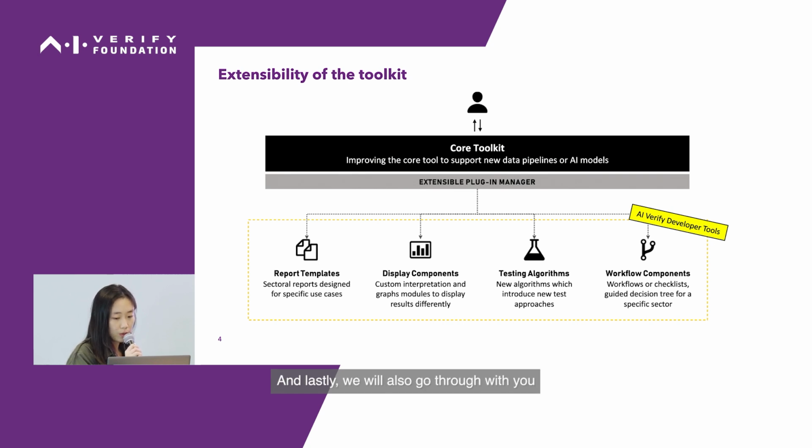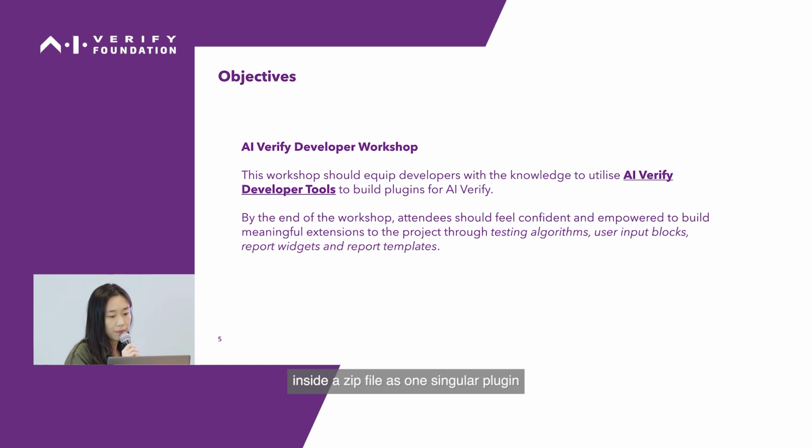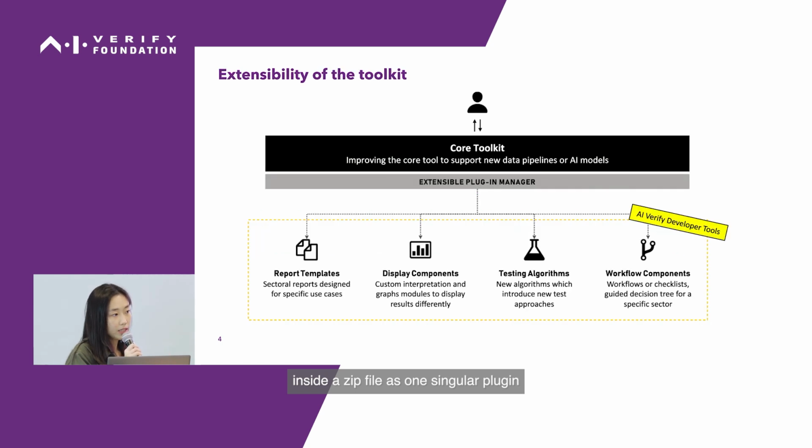And lastly, we will also go through with you how to build workflow components as plugins. Workflow components are things like your fairness decision tree and your process checklist, so basically components for you to capture user input. All 4 of these components can be packed together inside a zip file as one singular plugin if they serve a singular function.